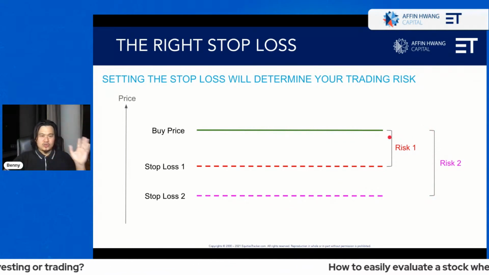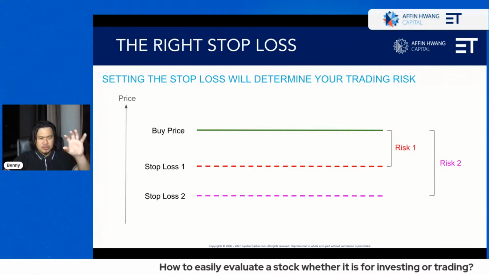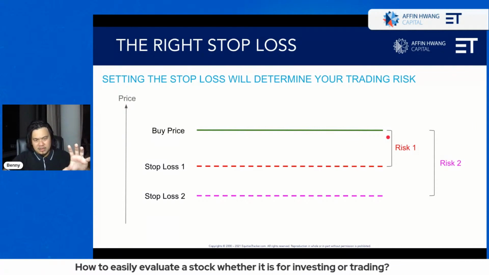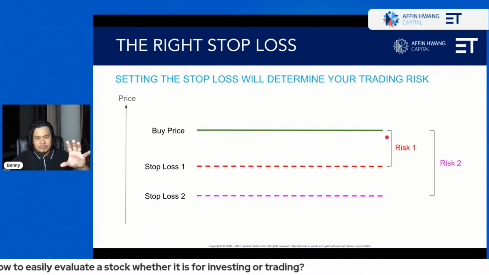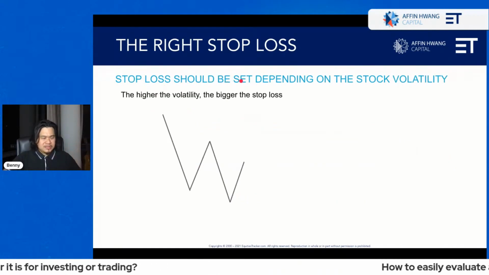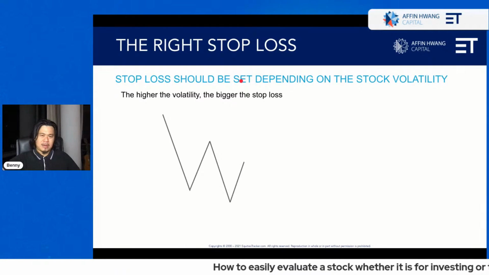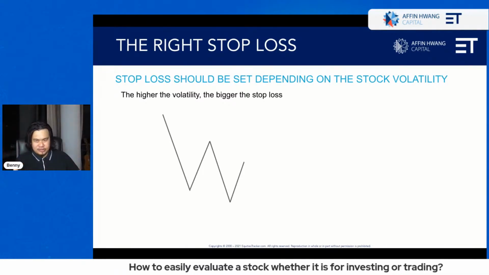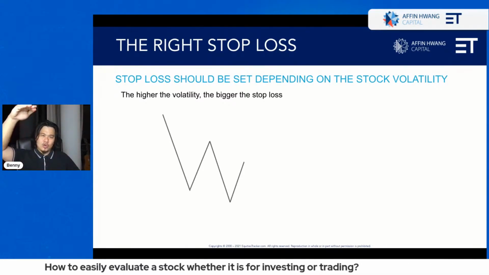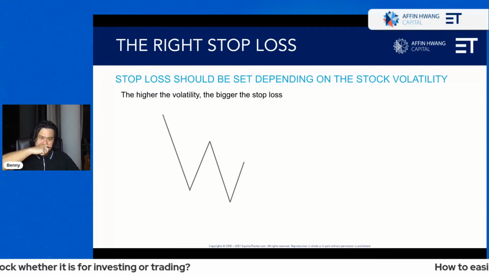Okay, so the question is, which one do I put, right? Which one is the right one? Should I put a smaller stop loss or a bigger stop loss? Now, the stop loss should be set depending, again, on the stock volatility. Okay, remember in investment we look at the maximum drawdown, right? The lowest decline from its peak historically.